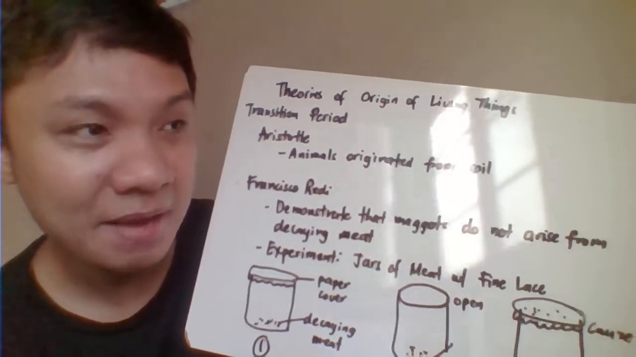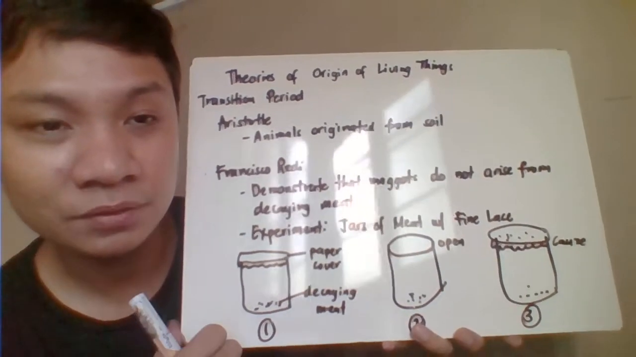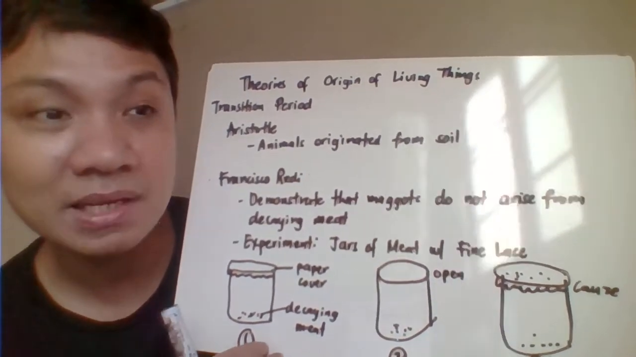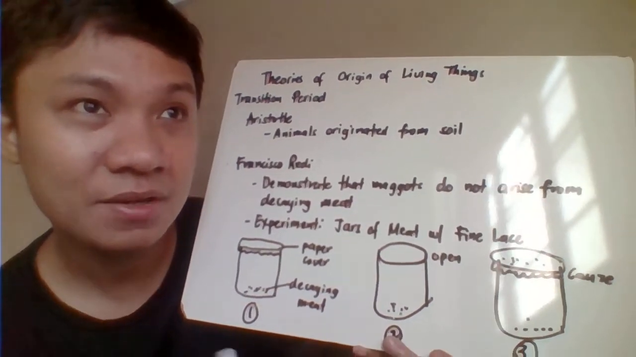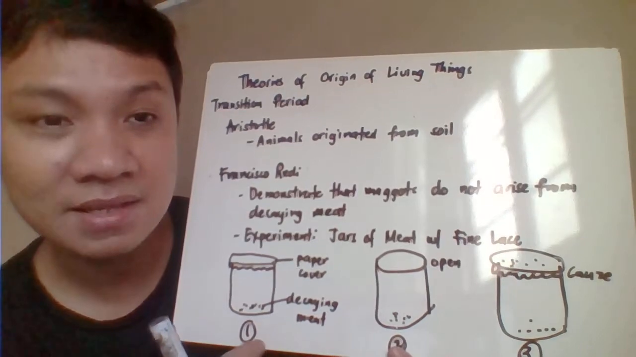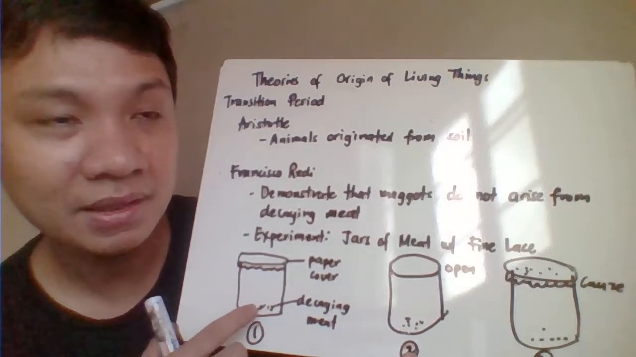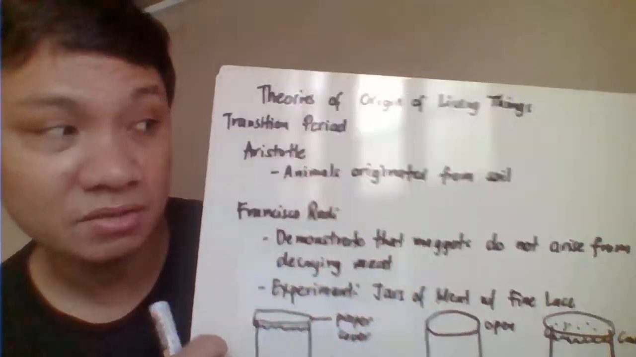Okay, so akala ni Francisco Redi, he believed that the maggots came from the decaying meat, but actually it's not. It came from the flies na naglay ng egg because they are attracted to your decaying meat. But then again, Francisco Redi is an advocate believing in spontaneous generation.